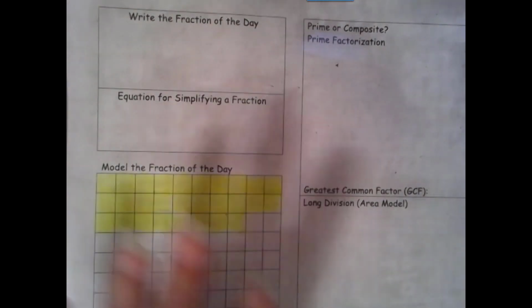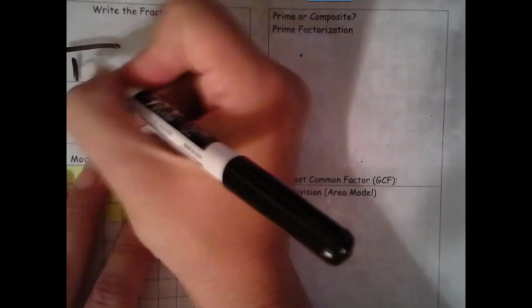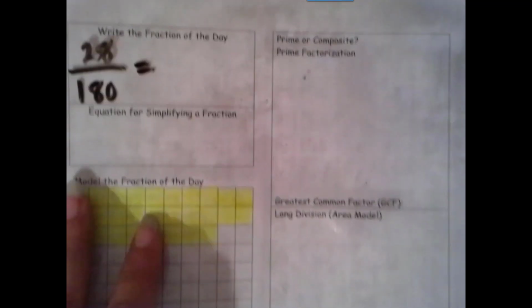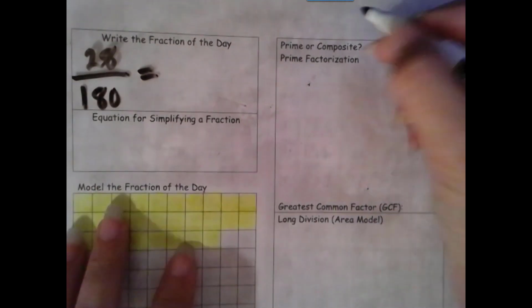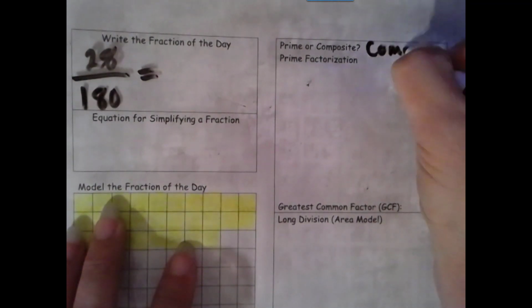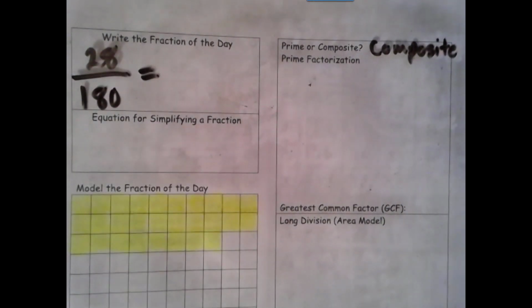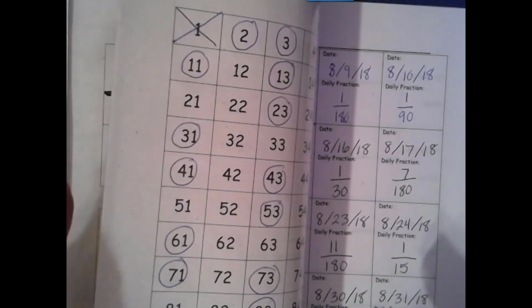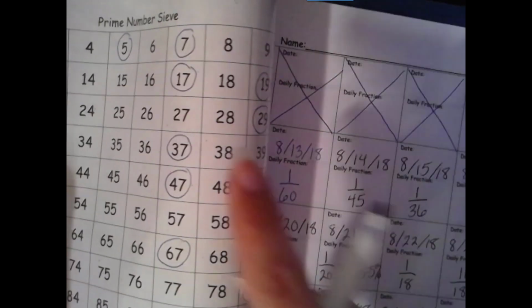All right, we are on day 28 out of a total of 180 school days. 28 is even. The only even number that's prime is 2, so 28 has to be composite, because 2 is a factor, so it already makes it more than 2 factors. You can also check on your prime number sieve if you're not sure. 28 is not circled, so it is definitely composite.